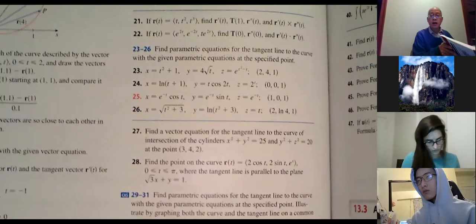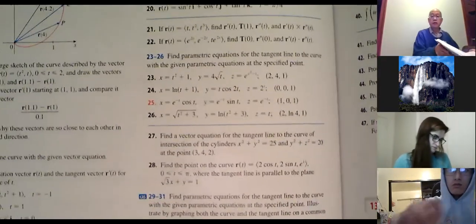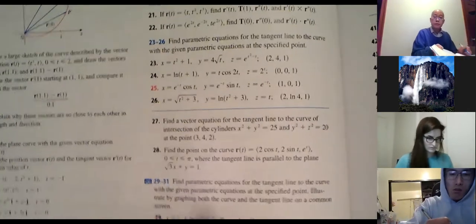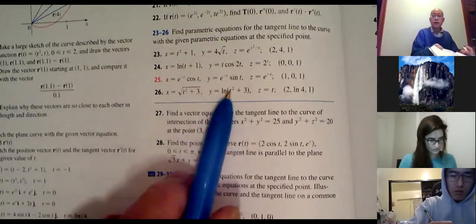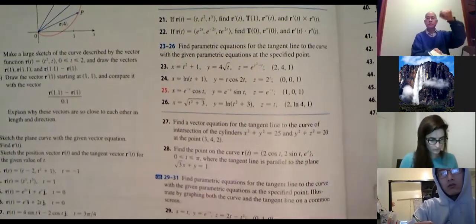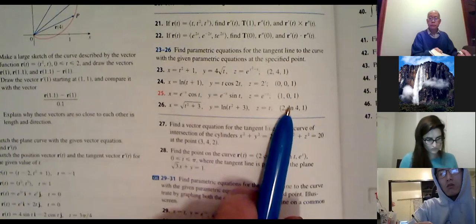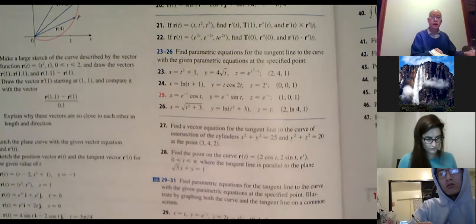So 13.2. Okay, 25. Find parametric equations for the tangent line to the curve with the given parametric equation at the specified point. Okay, so there's a curve in space. Imagine you're in space and you're going like this. You're at a particular point in space, 1, 0, 1. Okay. Now, what happened in 2 dimensions?